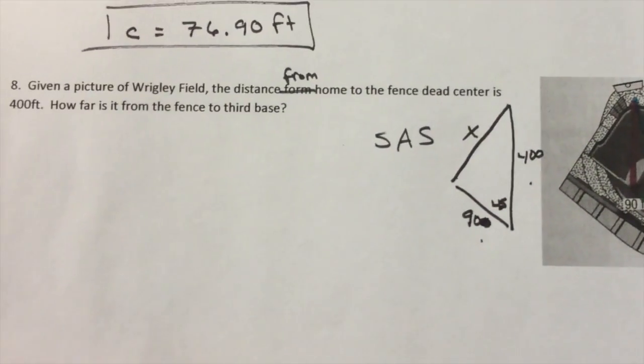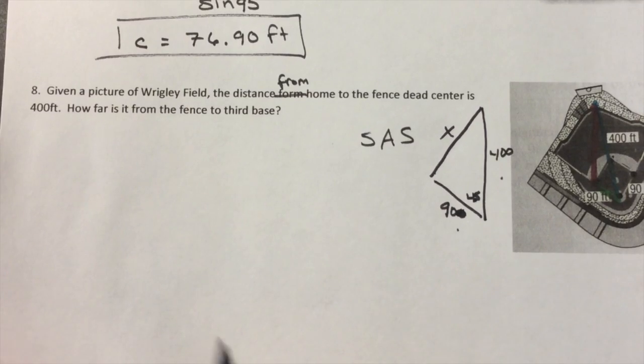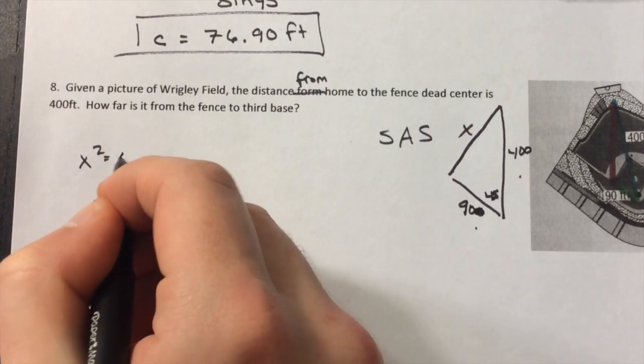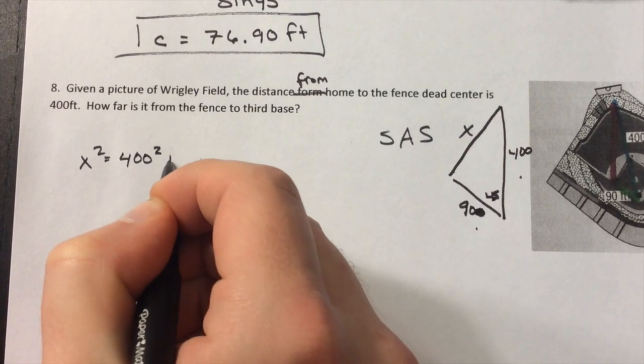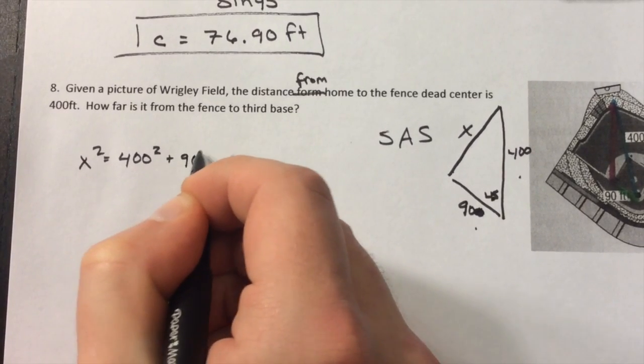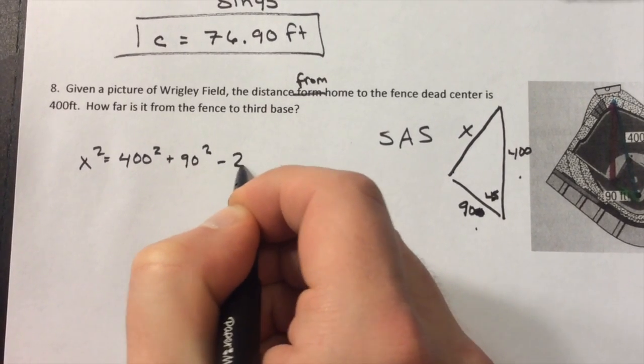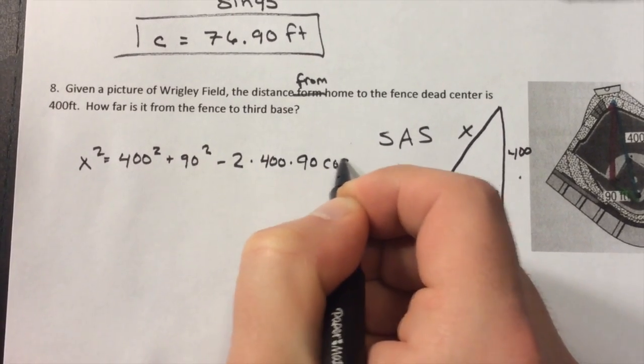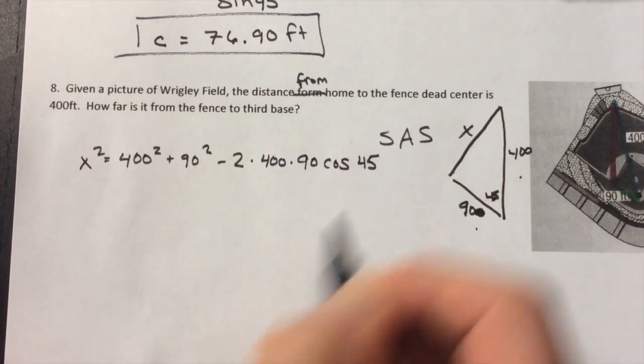So let's just zoom out just a little bit. I want to use the law of cosines. So that's going to be x squared equals the other two sides squared, so 400 squared plus 90 squared, minus 2 times 400 times 90 times the cosine 45.